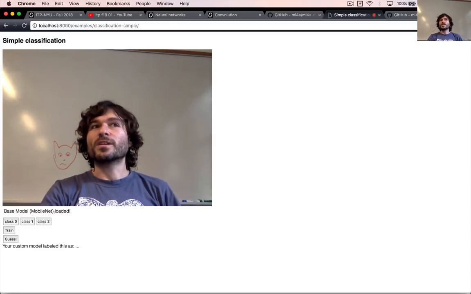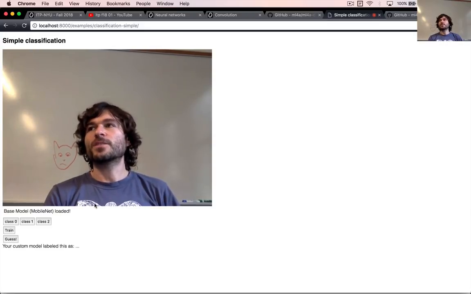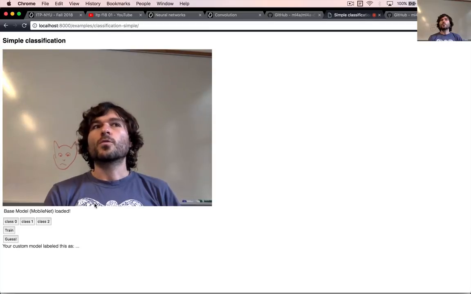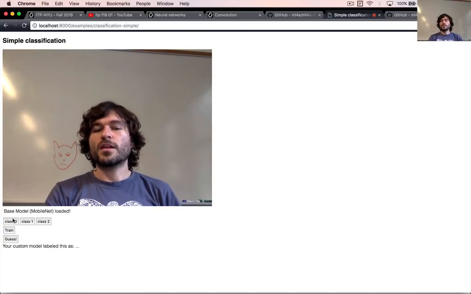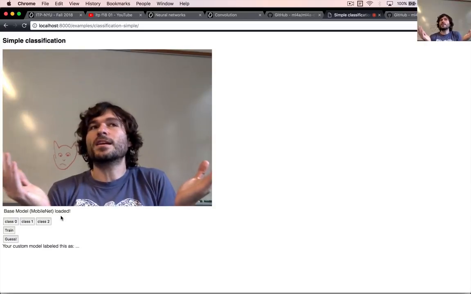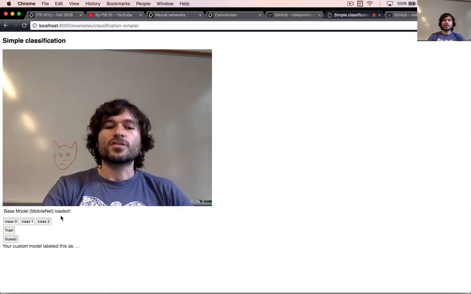It's loaded MobileNet, and we're going to use MobileNet to extract features from the image and to feed a new neural network which has three categories, and we're going to custom train them, right? And here it happens to be coded to use three classes, but you could do any amount of categories, right?